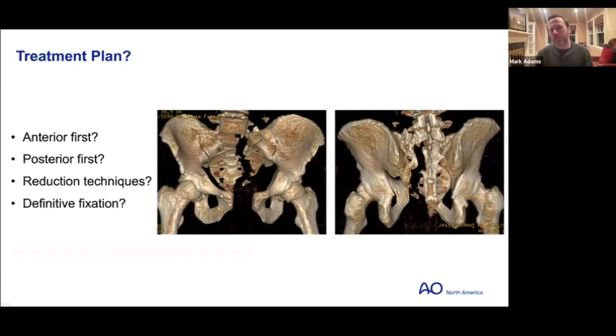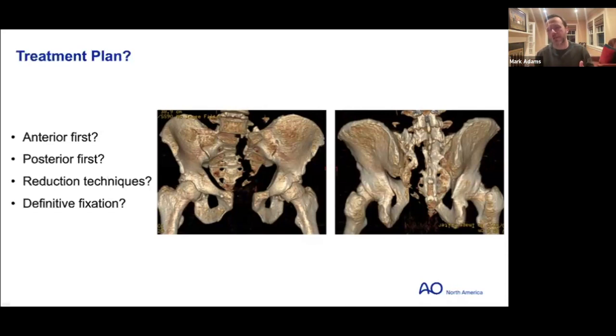But once you reduce that in the back, the odds that it's perfectly reduced in the front, even with something that's perfectly clamped in the back, you're still going to have some residual instability, and so then you'll be in basically the reverse of what we just described.